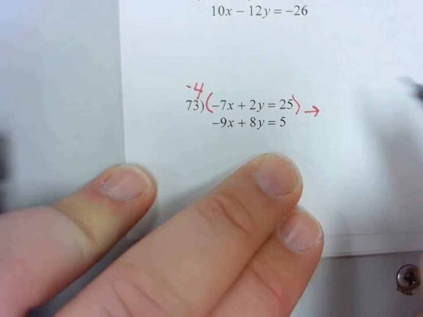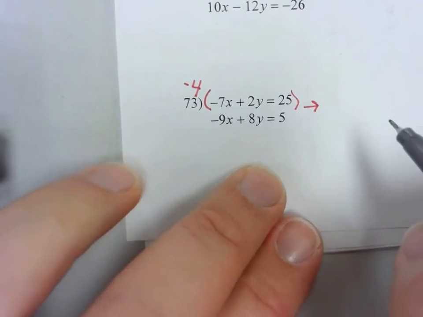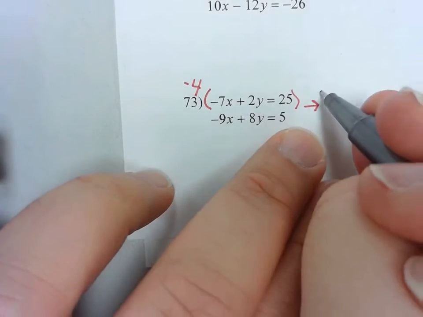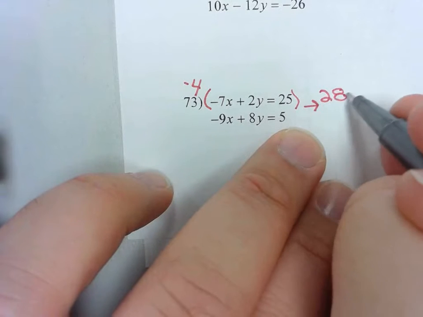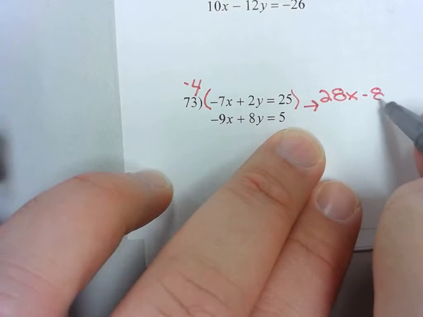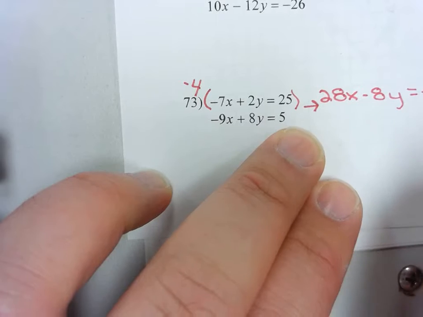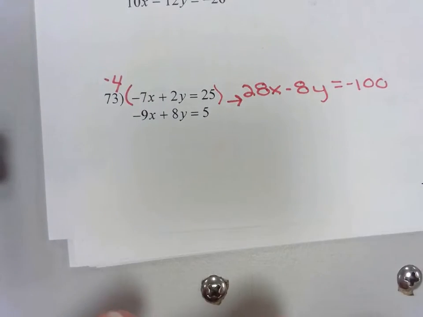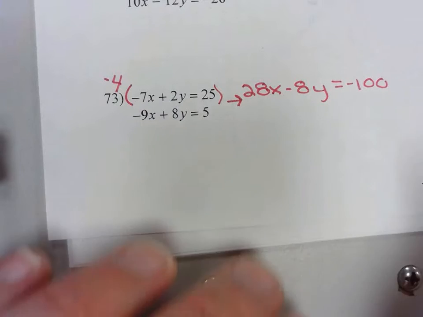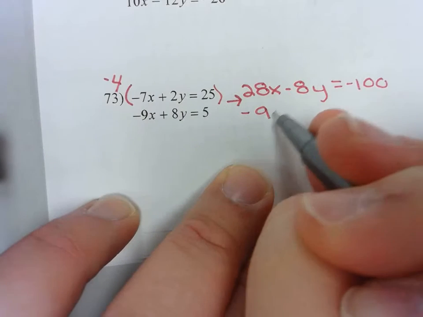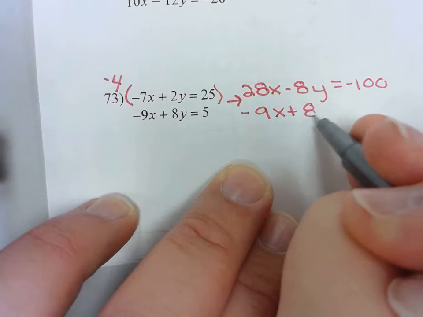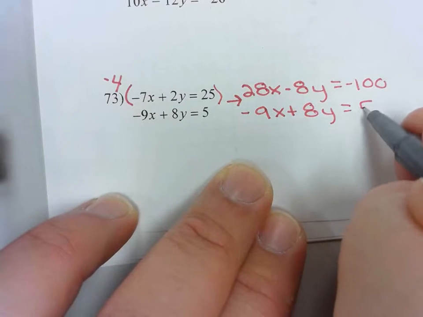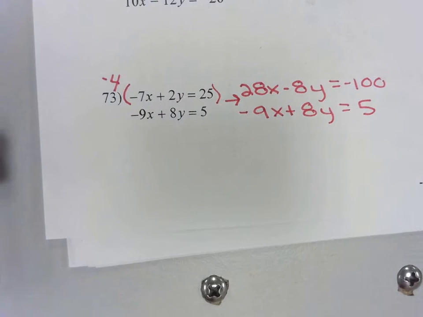So I have same number, opposite sign. You have to multiply everything by negative 4. So it will be positive 28x minus 8y equals negative 100. That's my top equation; multiply everything by negative 4. Your bottom equation I'm not changing: negative 9x plus 8y equals 5. The reason we're doing that is so we can eliminate the y's when I add them together.